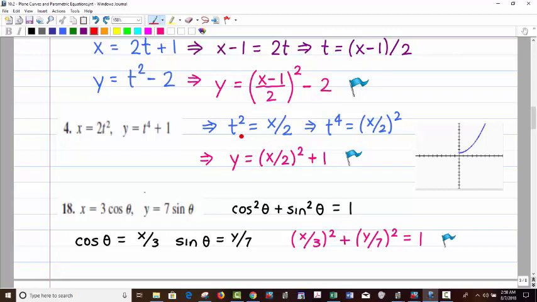Solve for the smaller power, unless they were equal powers, and it wouldn't matter. So I didn't need to take the square root of this, because if I knew that I was just going to go from t squared to t to the fourth, I could just square both sides. So if t squared equals x over 2, that means t to the fourth would be x over 2 squared. So this is actually another parabola. So then y would just equal x over 2 squared plus 1.